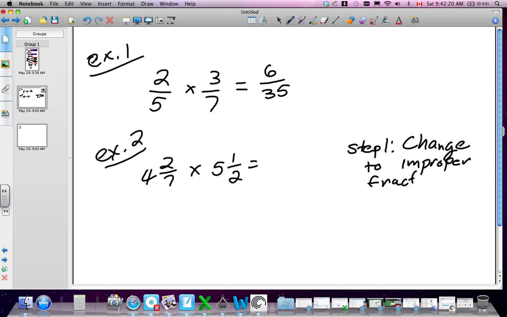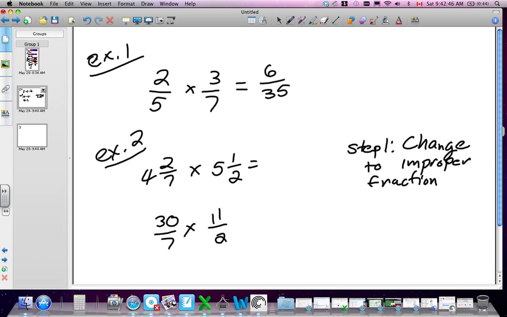Okay, so remember our rules for changing to an improper fraction. We multiply by the bottom and add the top. So what do our new fractions say? What is 4 times 7? 28. Plus 2? 30 over 7. Multiplied by 5 times 2 is? 10. And we add 1: 11 over 2. And now we're back to the straightforward thing we saw from before.